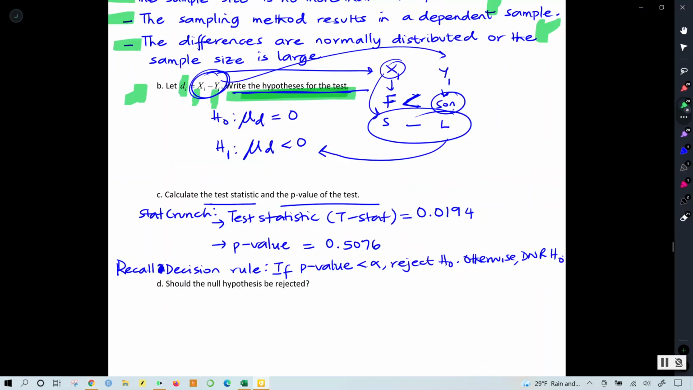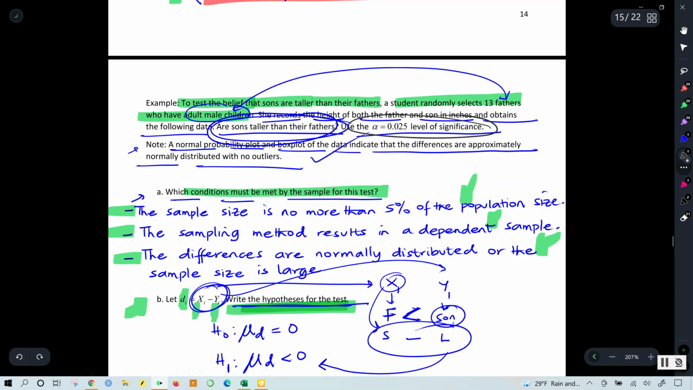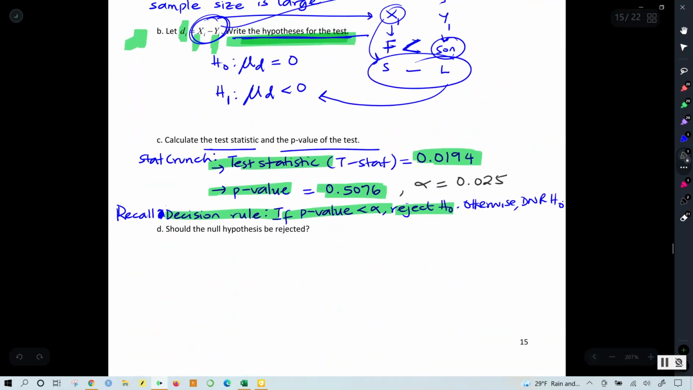Based on our analysis, the test statistic is this value, 0.0194, and the p-value is 0.5076. We can use the following decision rule. If the p-value is less than alpha, we reject the null hypothesis, which is universally true. So in this case, let's check if that is true. Our alpha in this question is 0.025. That came from what the question told us to use. So is our p-value in this case lesser than this value? I see that 0.5 is not.